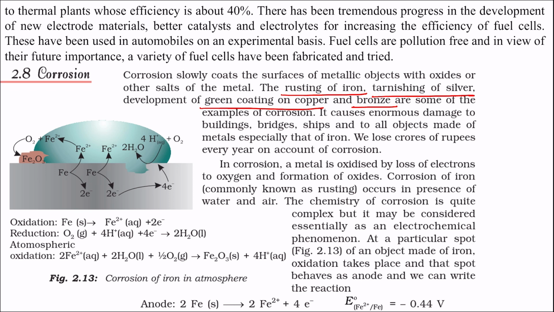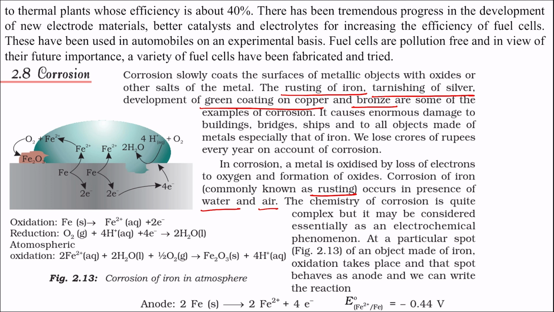Now, what is the process of corrosion? In corrosion, metal is oxidized by loss of electrons to oxygen, with formation of oxide. Corrosion of iron is also known as rusting, and it occurs in the presence of water and air. What is the chemistry of corrosion? To understand the chemistry of corrosion, take the example of rusting of iron.